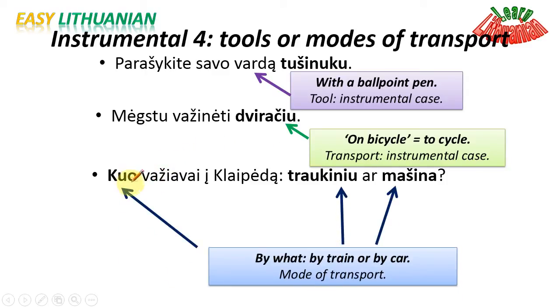Now, by what did you go to Klaipėda? This is a Lithuanian city, and it's a port. By train or by car? Kuo means literally by what, because kas means what or who, and kuo is the instrumental case for this pronoun, since pronouns have cases.